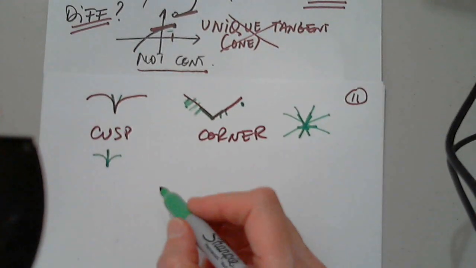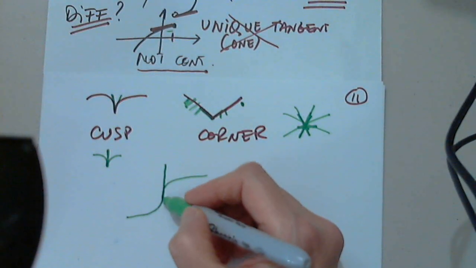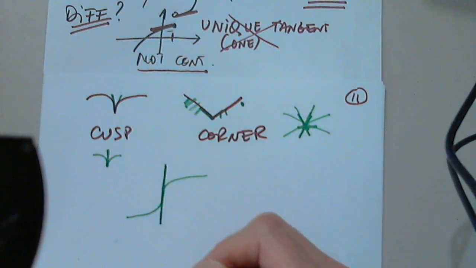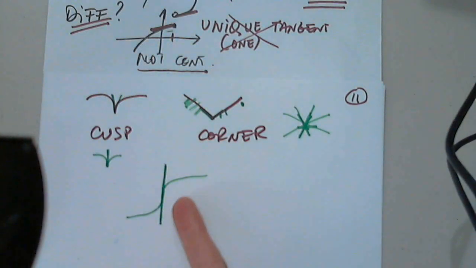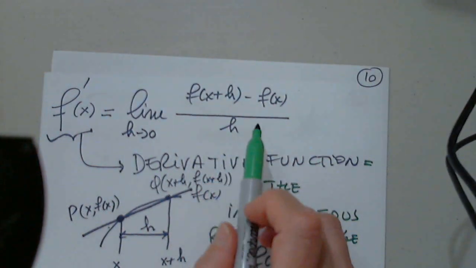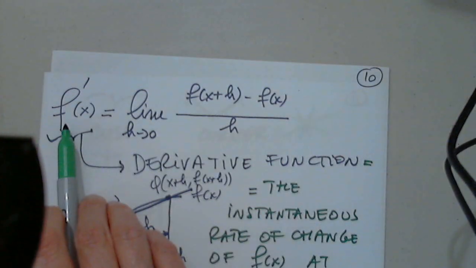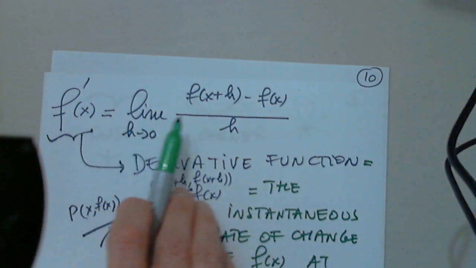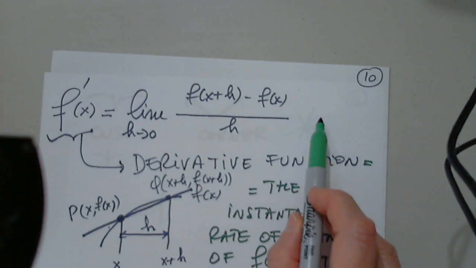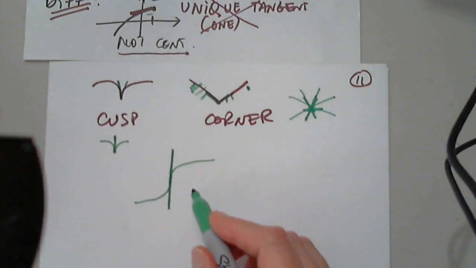And there is one more in which we have a function something like this, where it has a vertical tangent, because the slope is undefined. Here I have two slopes. Here I have an undefined slope, which means this answer is infinity, which means f prime does not exist, because the limit exists only if it's a number. If it's not a number, this does not exist. So this is a vertical tangent.